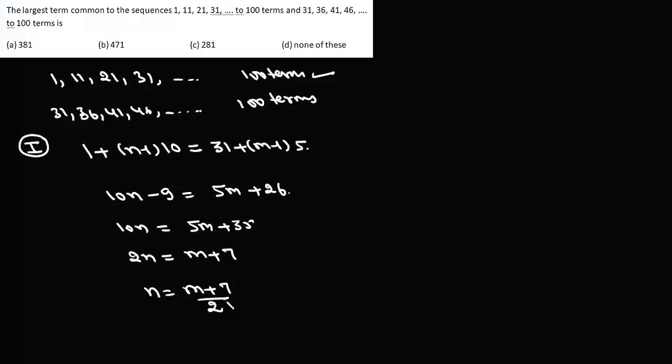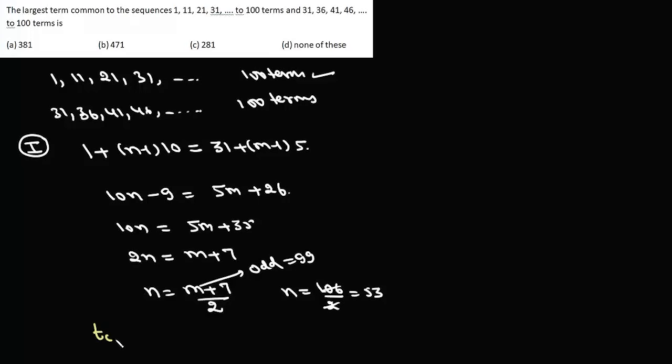So the terms which are common to the series must satisfy the criterion that n must be equal to (m plus 7) by 2. Now since m and n are positive integers, that means m must be an odd number. Now we need the largest term common to both the sequences. So the highest odd value of m will be 99. In that case, the value of n will be (99 plus 7), 106, divided by 2, so it will be 53.